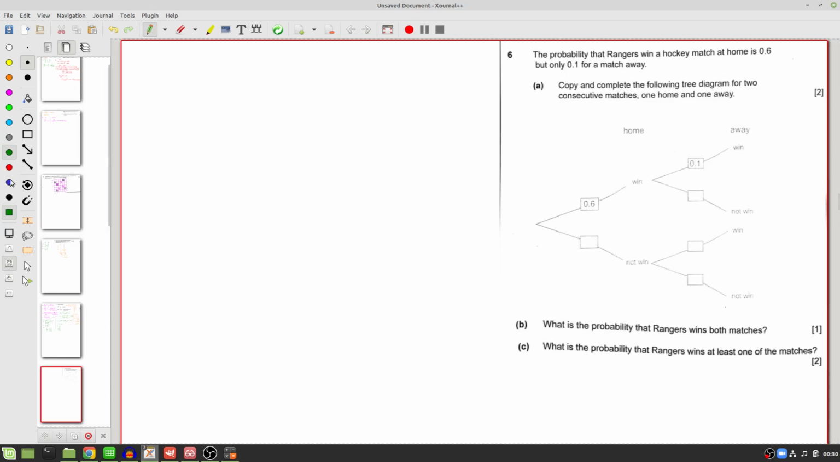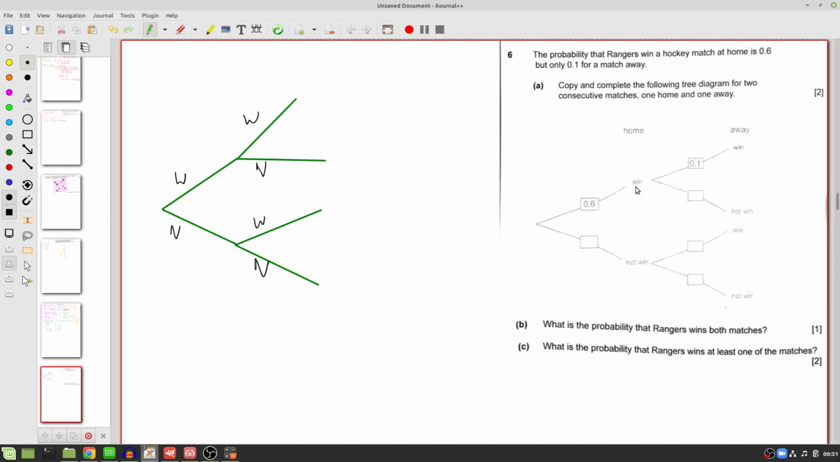Okay, so let's copy that. I am going to draw it here, a little bit downwards. Win and not win. This is for home matches. And then for away matches, we've got to win or not win again. Let's write that in. So win, not win. Win, not win. And win and not win.